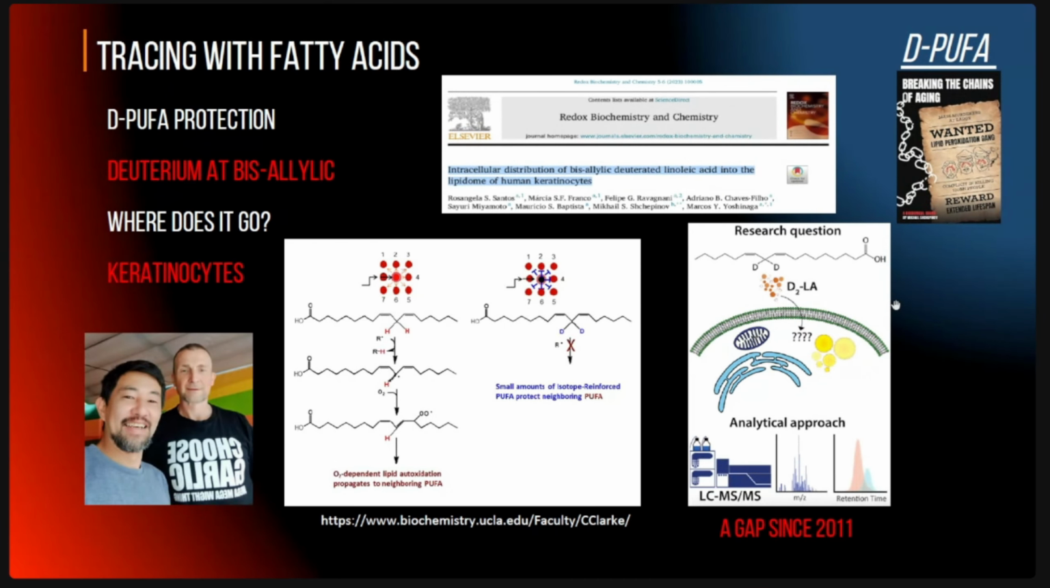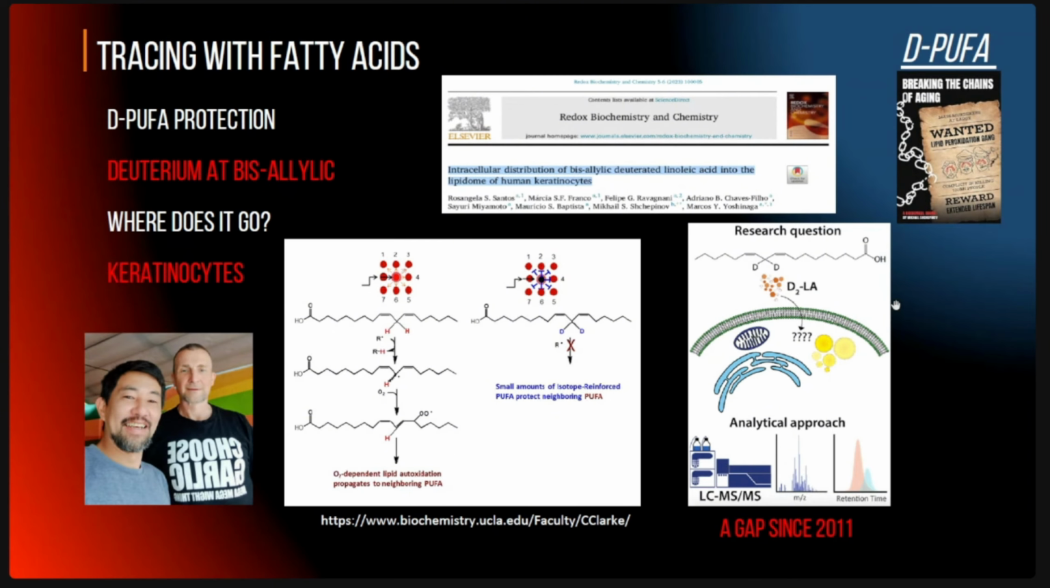But what we did in this study, we knew for a bunch of years that when you exchange 2 hydrogens here at the bis-allylic position of the carbon between the double bonds, then you get protection from oxidative stress, right? And by doing this, it was shown since 2011, in several different models, that this D-PUFA really works like an antioxidant. But since 2011, these guys didn't know where this deuterated PUFA was going.